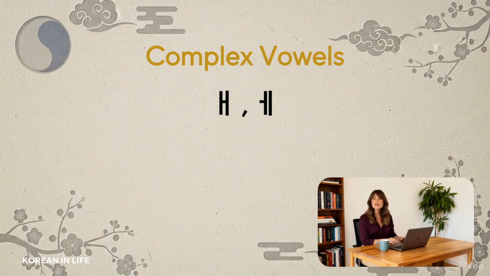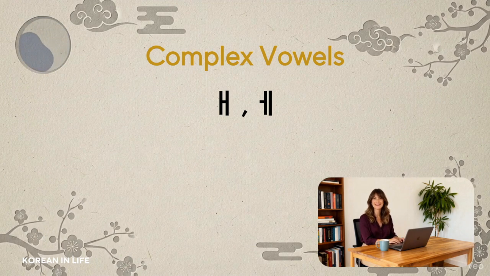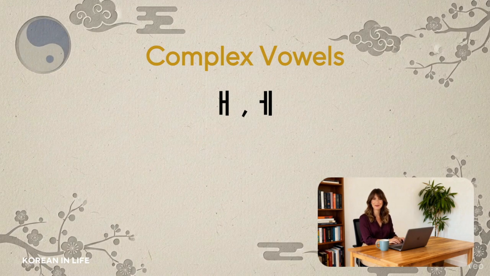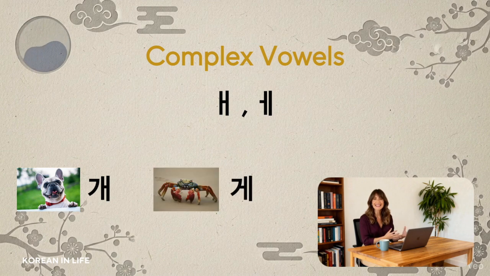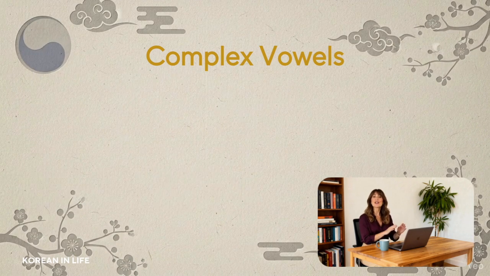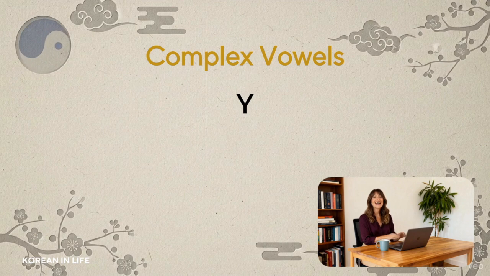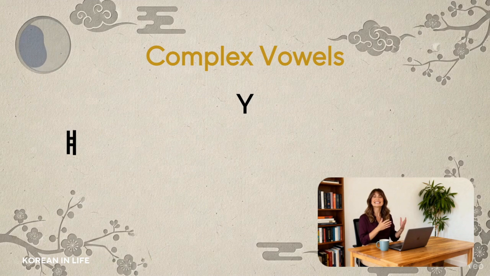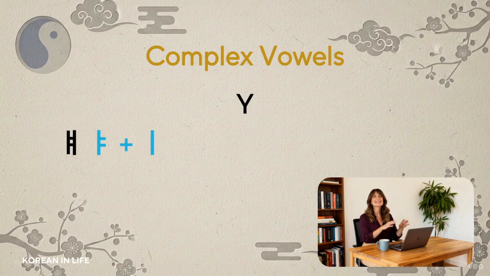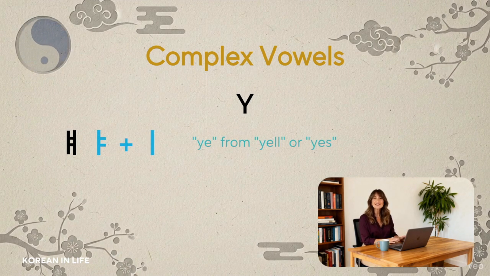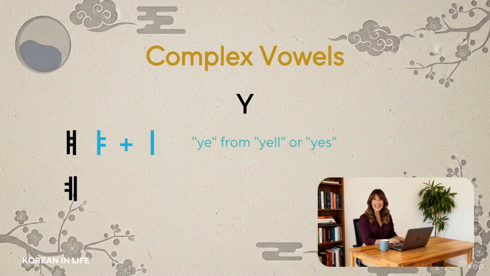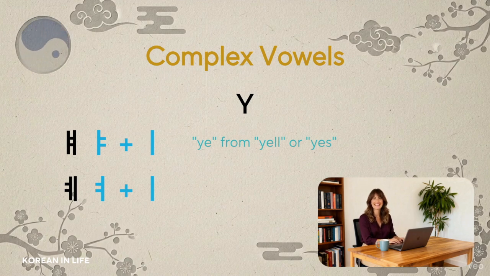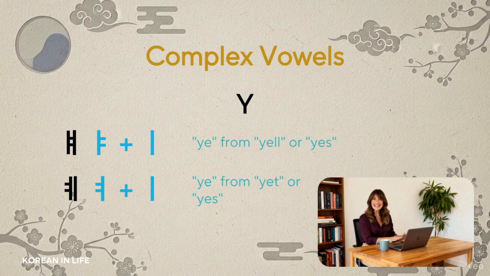You will learn which one to use for spelling by remembering the word, just like two versus two in English. For example, K and K sound identical. You can also add a Y sound to these, just like we did with the basic vowels. Ye is ya plus E. It sounds like ye from yell or yes. Ye is ya plus E. It also sounds like ye from yet or yes.